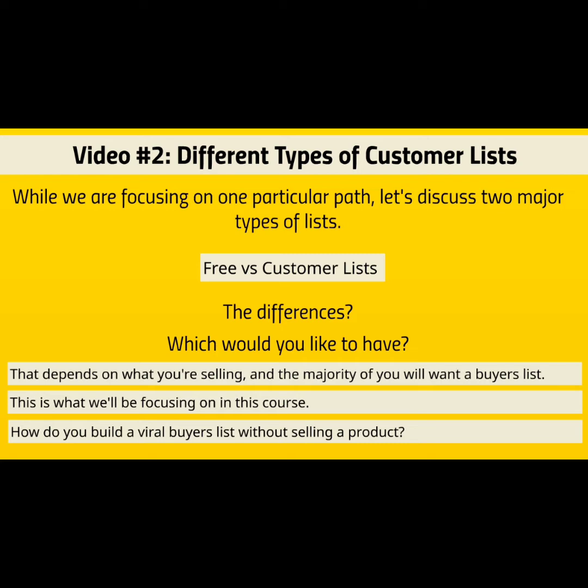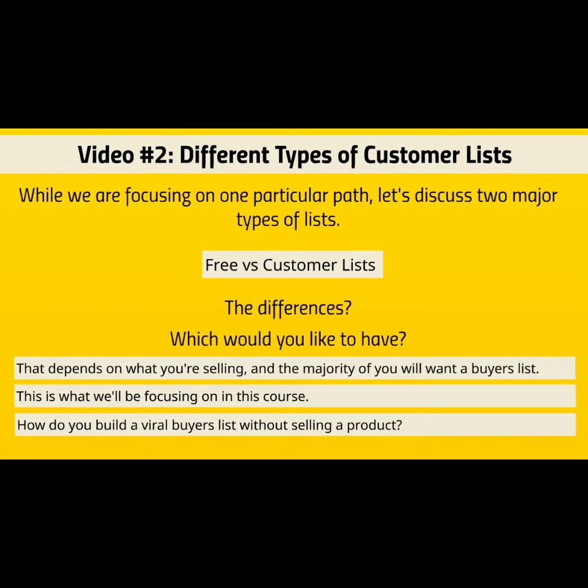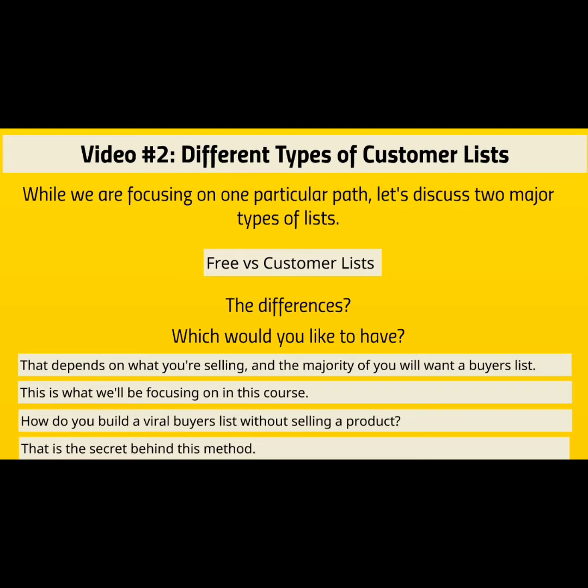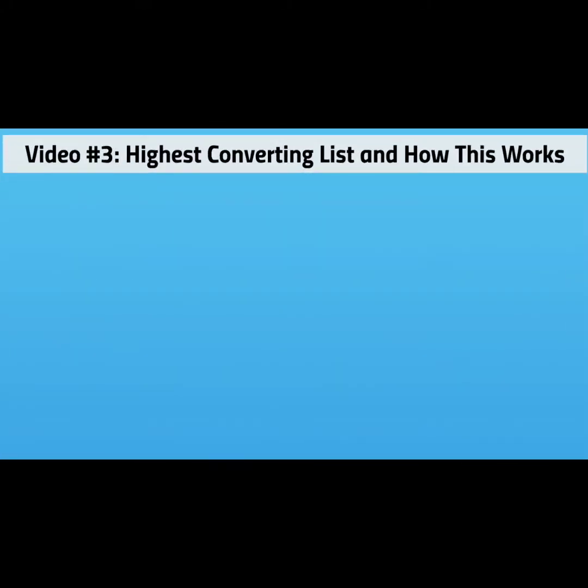Now, the question begs, how do you build a viral buyer's list without selling a product? Because selling a product, that takes time. And that's not necessarily getting it to build virally and getting other people to build it for you. Now, that is the secret behind this method, is you get other people to actually build the list for you. Yes, it does take time, and yes, there is some work involved, but this is the closest thing to that. So with that said, let's move on to video number 3.